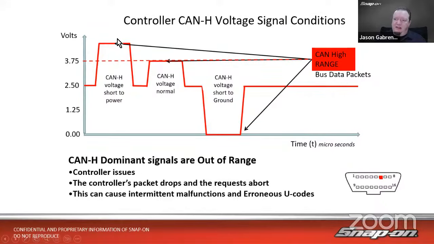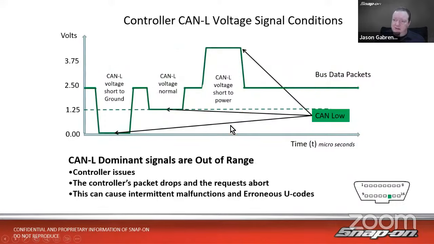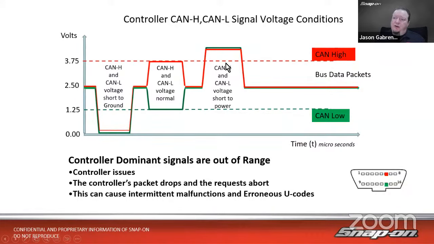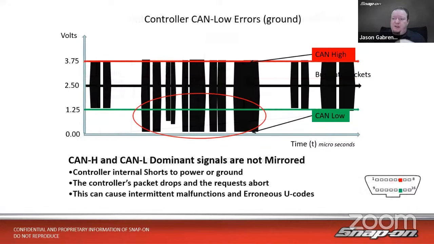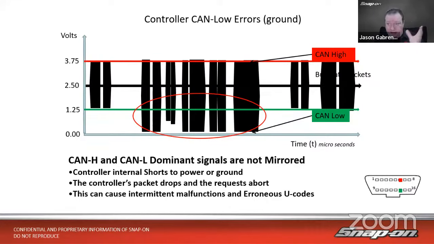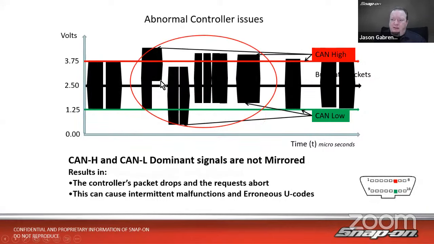So in this case, the high side could be shorted to power, normal, or shorted to ground. On the low side, it could be shorted to ground, normal, or shorted to power. Both can be shorted to ground, both can be shorted to power, both can be normal, or one side shorted to ground and one side shorted to power, any variation in between. And then here we are, irregular packets up and down. In this case, we're shorted to ground. We can see it glitching the ground here, and in this case, this is all over the place, up and down, all around.